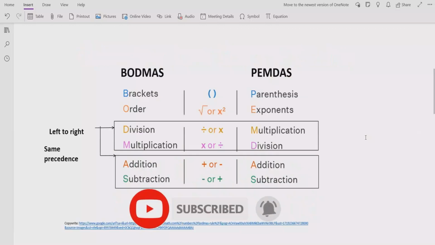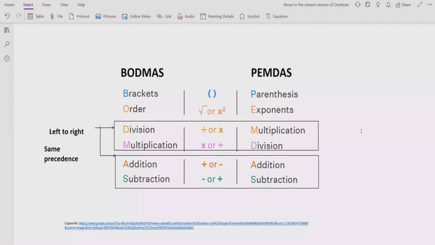Now let's talk about the rules which we can follow to solve the given expression. Here we will discuss two rules, BODMAS and PEMDAS. These rules we can apply to solve any arithmetic expression. The rule says if your expression contains any bracket or parenthesis, you have to solve that part first. After the bracket, you have to see the power of any number. If your expression contains any number which has a power, you have to solve that part after the bracket.